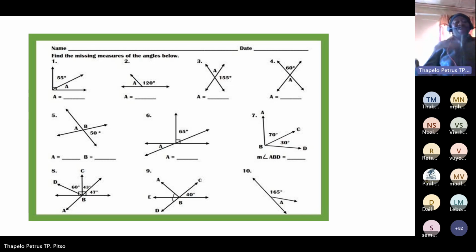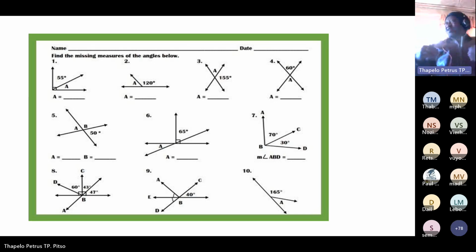The second question, A and 120, what is their relationship? What if they form a straight line? Their relationship is a straight line. And what do you know about a straight line? It's equal to 180, meaning therefore A plus 120 gives you 180 degrees, and you balance your equation. What do you add to 120 to get 180? Of course, it means your A is 60 degrees. Remember, look at what is given.